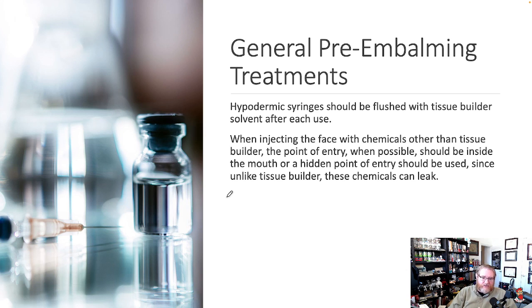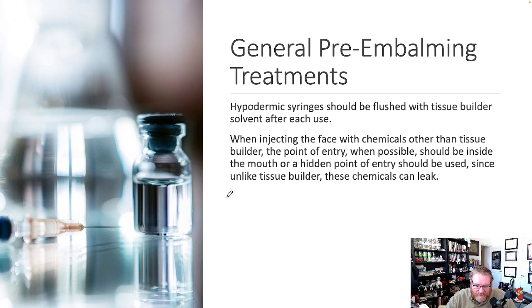Hypodermic syringes should be flushed with tissue builder solvent after each use, so if you're using tissue builder, remember, do not use water to flush these things. Essentially, tissue builder solvent is methanol, plain old methanol. So if you run down to Home Depot and pay like $20, you can get yourself a gallon of methanol in a can. You probably have enough tissue builder solvent to last you a year.